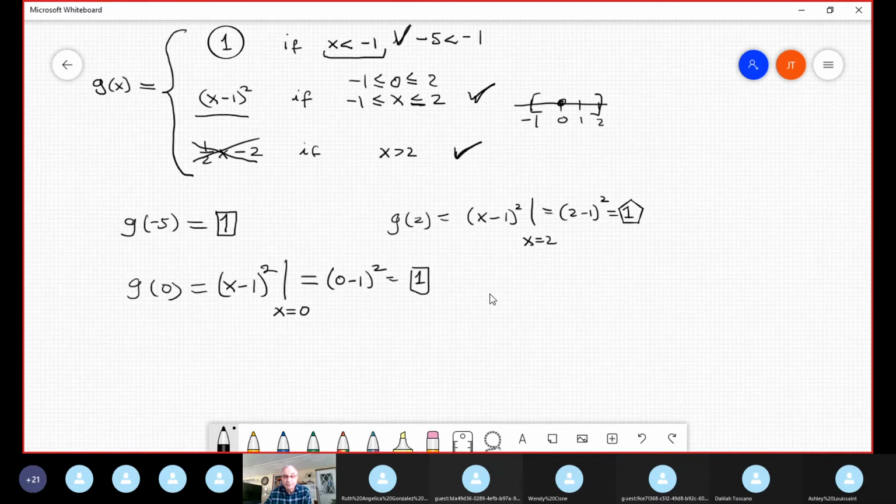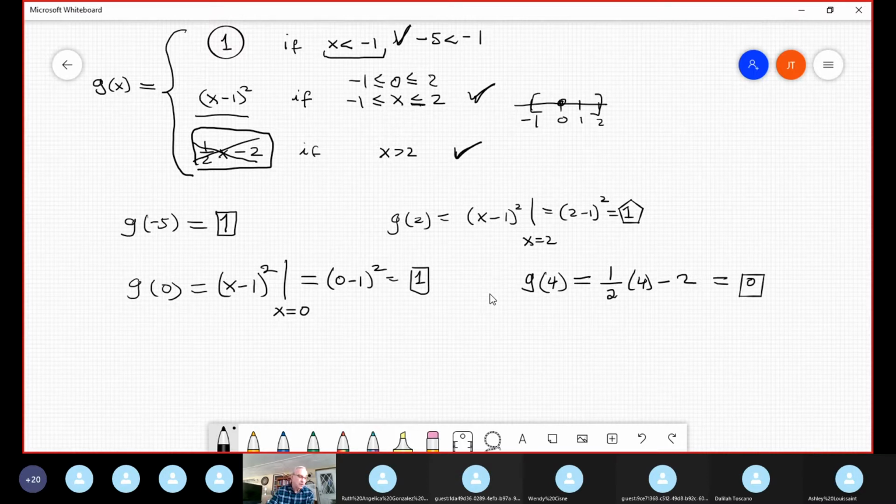Suppose that I evaluate at 4. What do you think about 4? Does it belong to the 1, 2, or 3? To the third. So, 1/2 times 4 minus 2, because I select that expression. Plugging in 4 here, 4 divided by 2 is 2, 2 minus 2 is 0. The answer is 0. Any question? No?